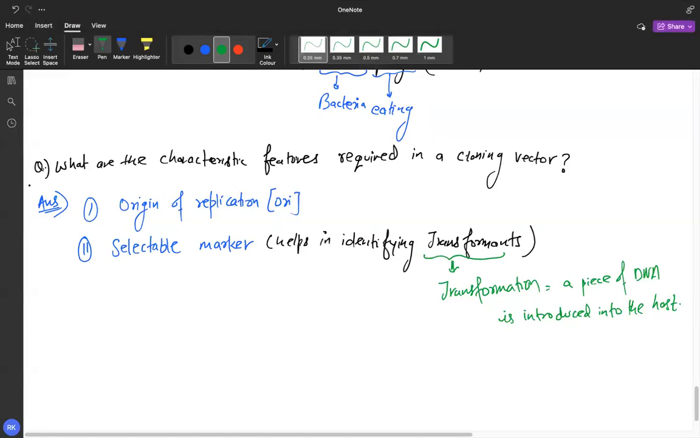And with the growing need of not misusing antibiotics, scientists now are trying to use other kinds of selectable markers which are not antibiotic resistance genes. So other methods by which we can know whether transformation has happened properly or not, we'll talk about in some time. So selectable marker is clear.